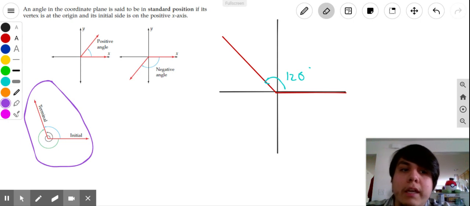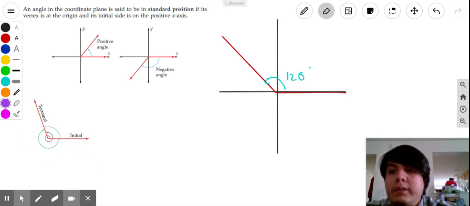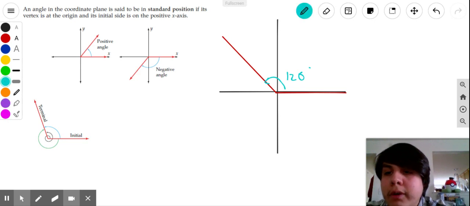Now, aside from that, we also have this idea of a terminal side. So the terminal side is where it ends, the idea that if something is terminal, like ending. Okay.